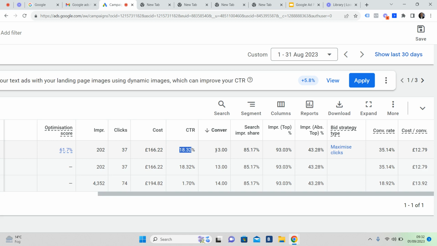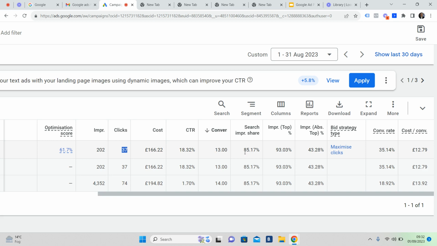Now, we've got 13 leads out of 37 clicks. So we've got a number of people that have hit the landing page but haven't engaged with us. They've consumed the information, but they have decided not to input their information just yet. So that's where we'll start remarketing to them around the internet and also social media.